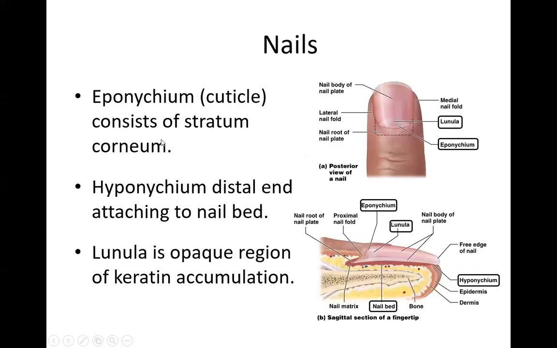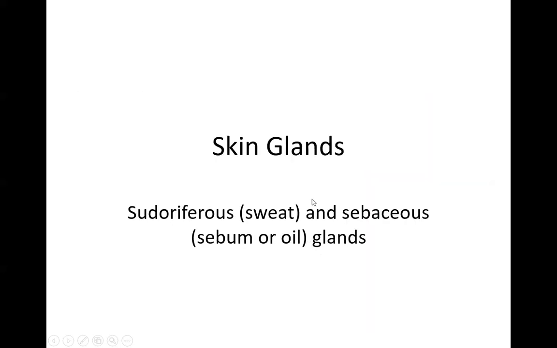So in the nail you have the eponychium, or the cuticle. It consists of the stratum corneum. There is a hyponychium that is the distal end attaching to the nail bed. There is a lunula, which is an opaque region of keratin accumulation.